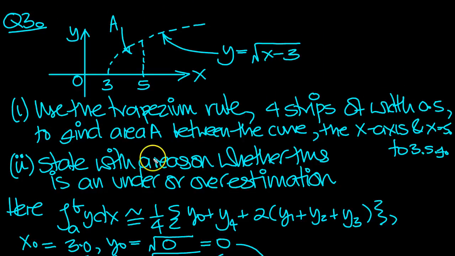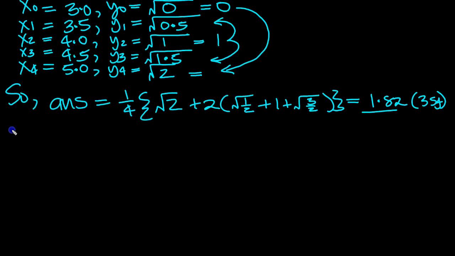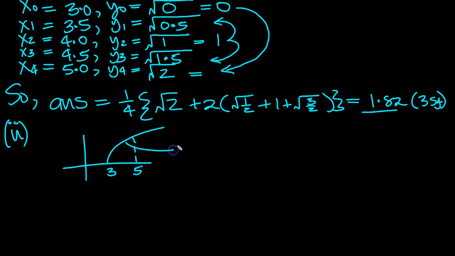Now it asks us to state with a reason whether this is an under or overestimate. Now part 2. Essentially we've got this curve. I'll do a quick sketch of it here. This is the value at 5, and this was the value at 3. This is y equals the square root of x minus 3. And then we're doing the trapeziums here. Here is what we've got for the trapezium rule.